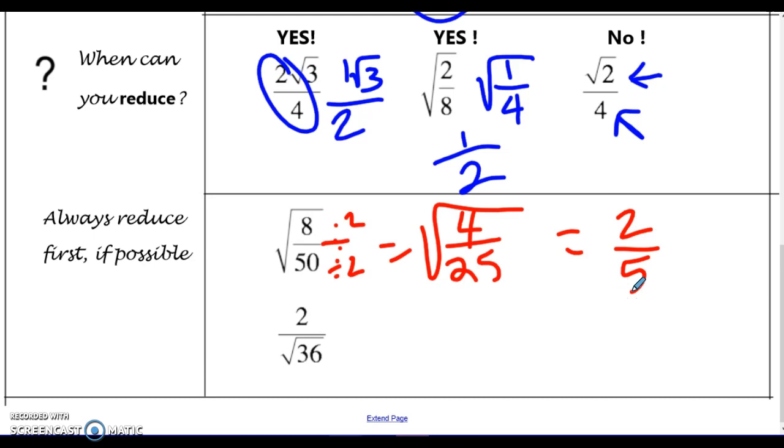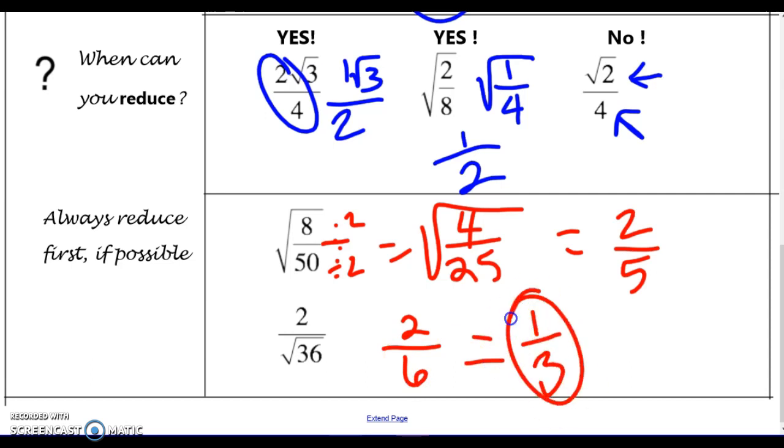Then I look at this one. 2, well, that's already out of the square root sign, so no simplifying there yet anyway. Square root of 36 is 6. So I'm going to have 2 over 6. Can I simplify that further? You bet. My final solution is 1/3.